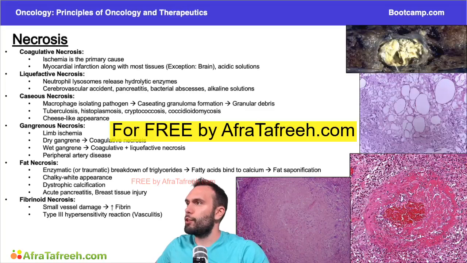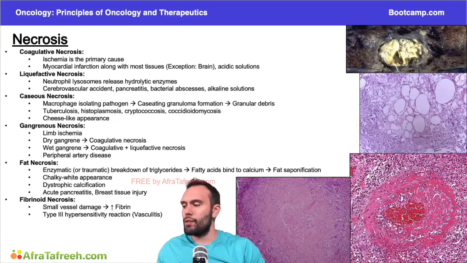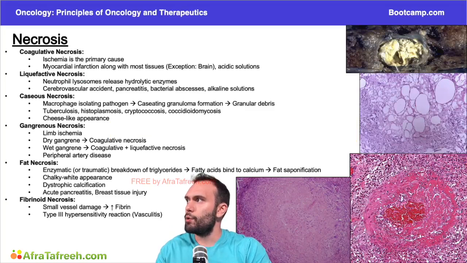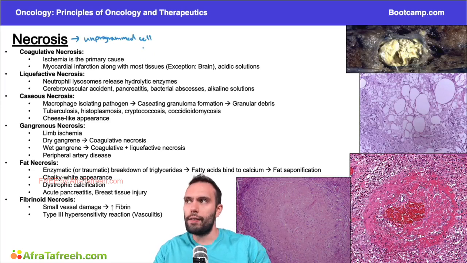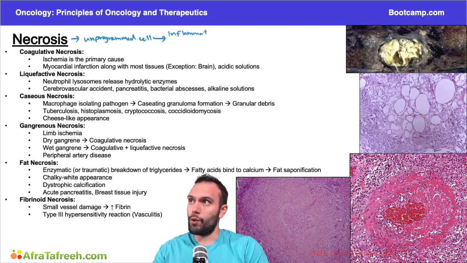All right, let's talk a little bit about necrosis specifically. So necrosis, we're going to differentiate from apoptosis because necrosis is usually going to be an unprogrammed cell death. In other words, there is usually some external reason why the cell is undergoing destruction or undergoing necrosis. And because of this, we're going to see some very classic findings. So usually there'll be some type of inflammatory reaction.